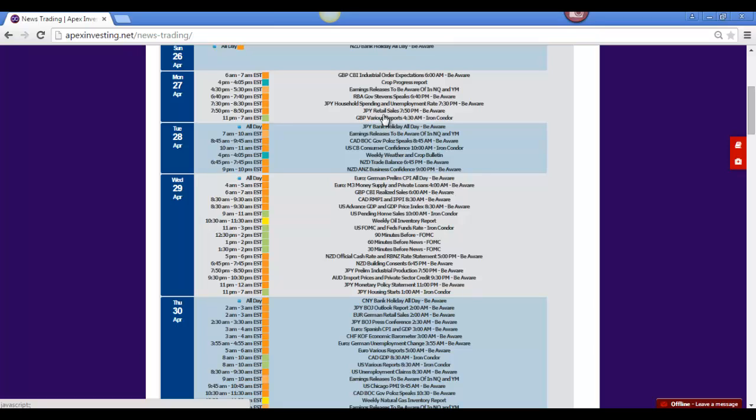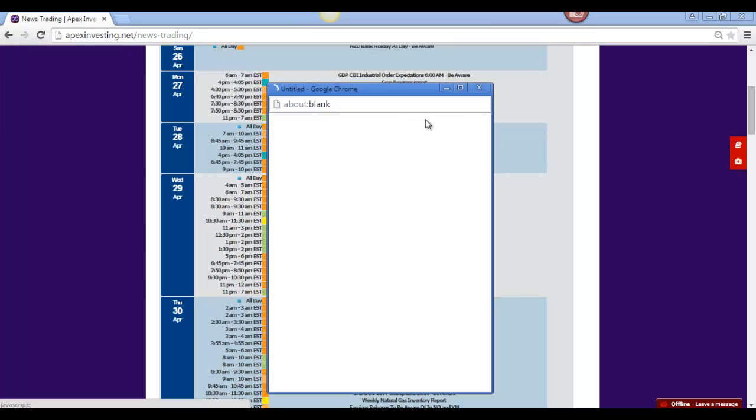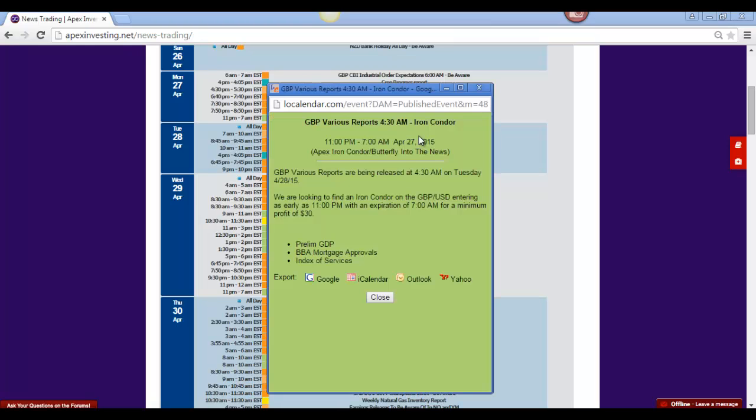And on some of these bigger ones, for example, like tonight on the British pound, you see right there it says Iron Condor, okay? On some of these bigger moves, we actually tell you exactly what we recommend to do for that particular trade, okay? So on this particular one tonight, if you're familiar with what Iron Condors are, and I can show you where to find that, the various reports are coming out. They're being released at 4:30 a.m.